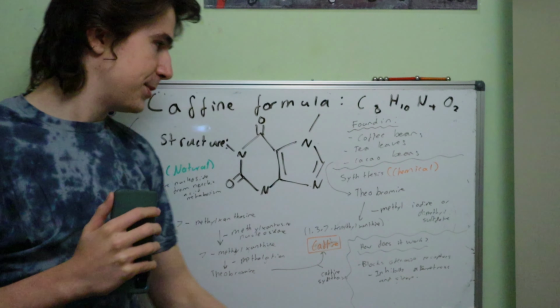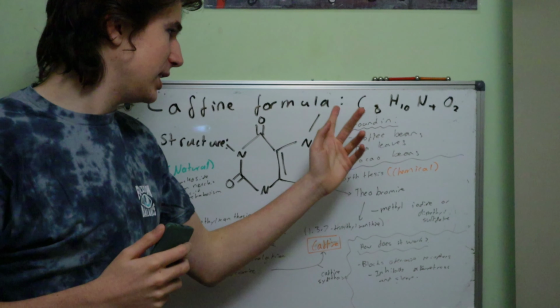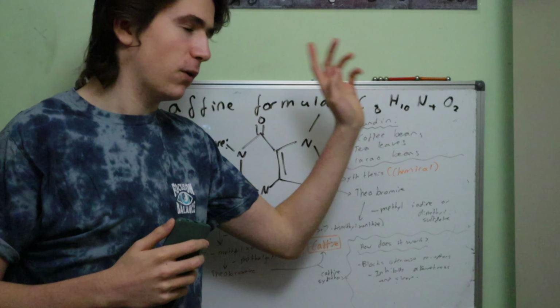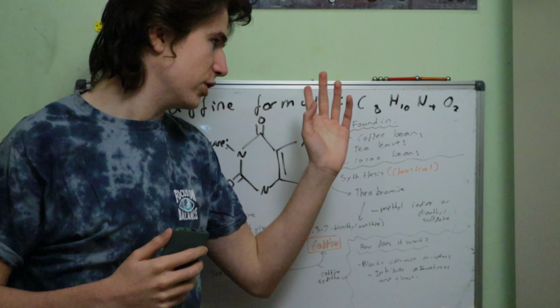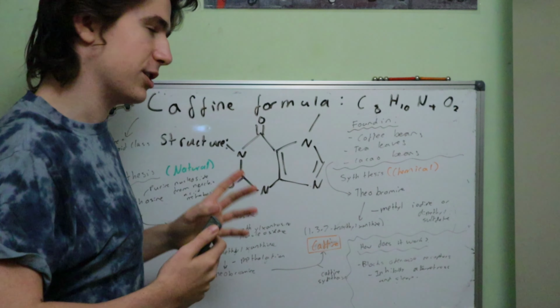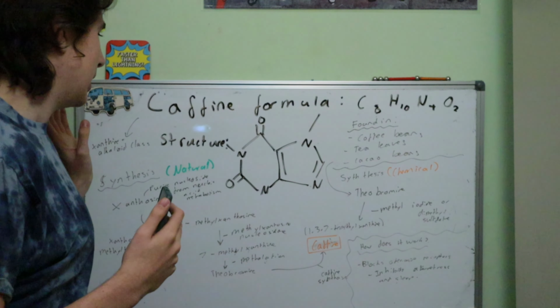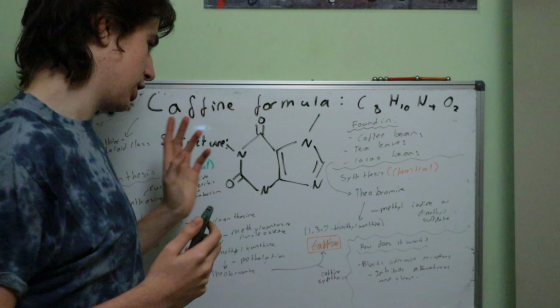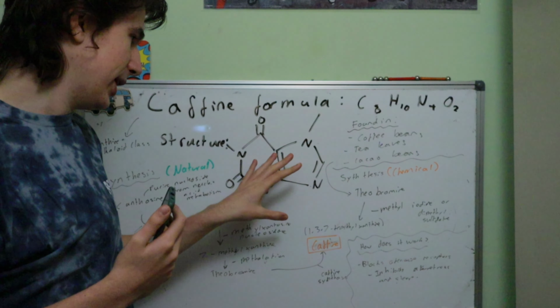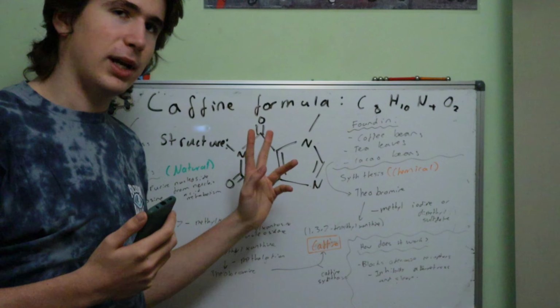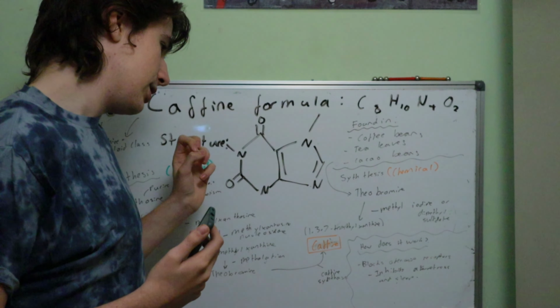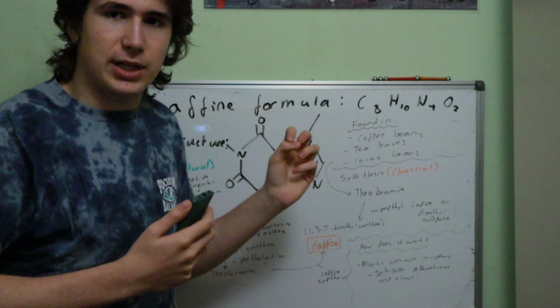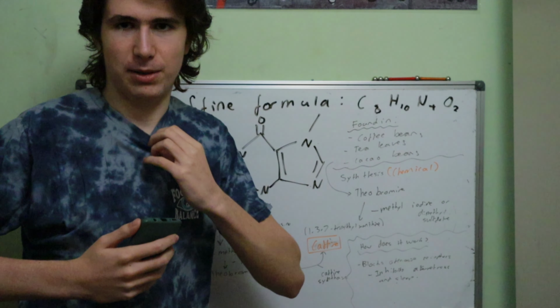So let's dive right in. So caffeine has a formula of C8H10N4O2, so it's got carbon, hydrogen, nitrogen and oxygen. That doesn't really matter, I mean it does, but more is important about the structure. So this is the structure that you've got right here. And the structure is important, as we'll get onto later, as it is similar to something called adenosine, which we will talk about in a bit.